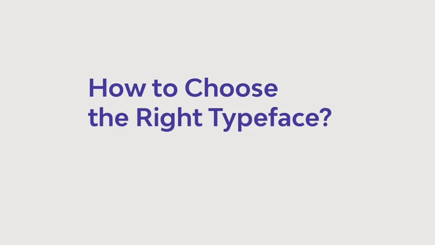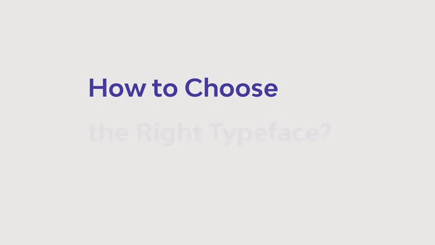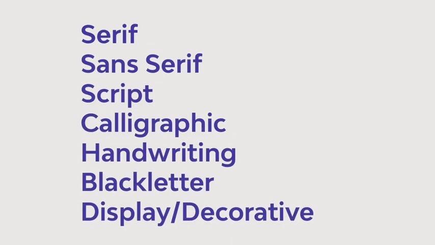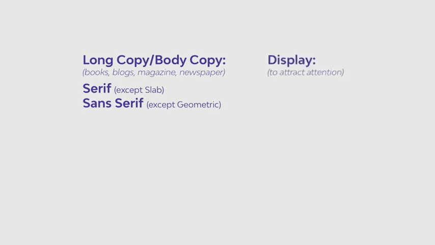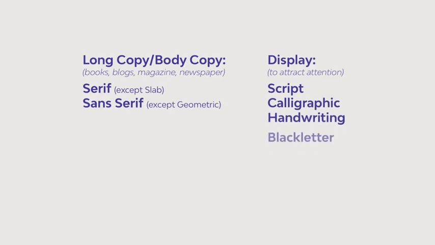So how do you choose the right typeface? With this classification, we can see that fonts come in all shapes and sizes and can evoke specific feelings. If you're looking for typefaces suitable for long copy, like books, blogs, magazines, or newspapers, you will want to use a serif or a sans serif font. With the exception of slab serifs and geometric fonts, these tend to be legible at a smaller size. Anything outside of these two categories can be used as display fonts. These should be used sparingly and only to attract attention because they tend to be more elaborate.